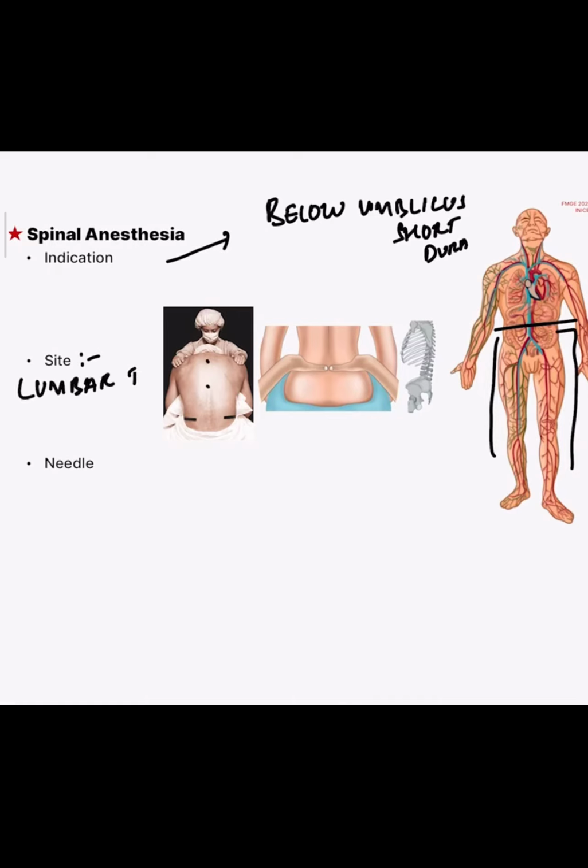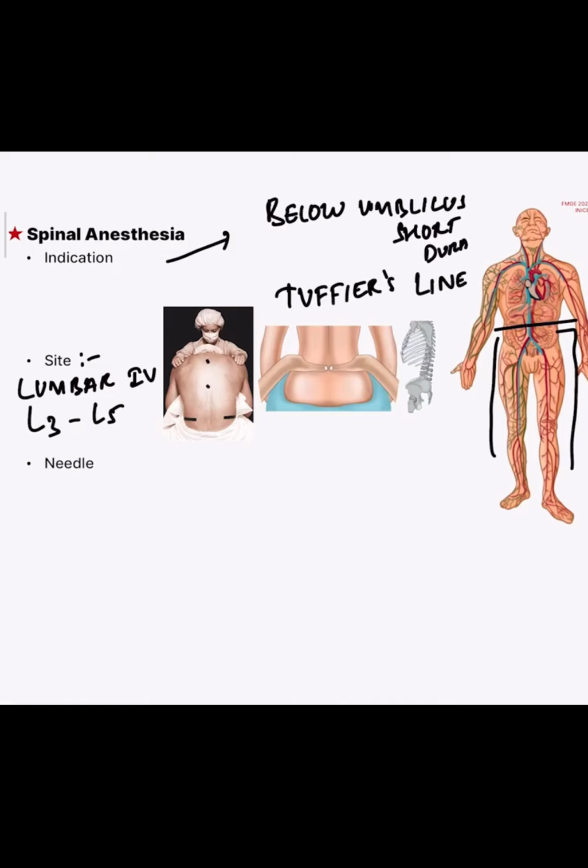Now in the lumbar intervertebral space, which one? IV is not intravenous, it is intervertebral. Okay, which one guys? It is L3 to L5. How will you come to know this is L3 to L5? Again, there is a landmark, guys. What is that landmark called? That landmark is called Tuffier's line.